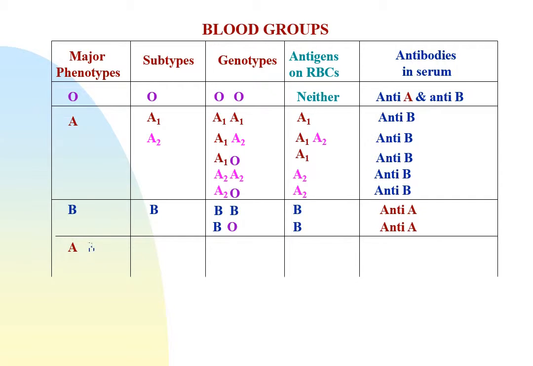Group AB has two subtypes according to the subtypes of Group A, A1B and A2B. Genotypes are also two, A1B and A2B. Antigens on RBCs are also A1B and A2B. There are no antibodies in the serum.